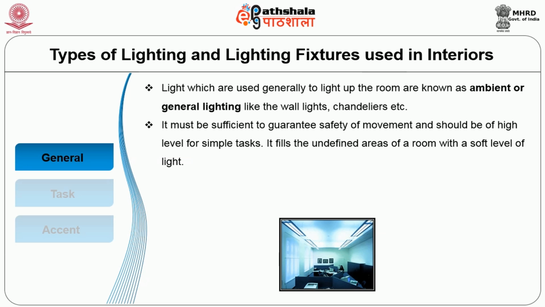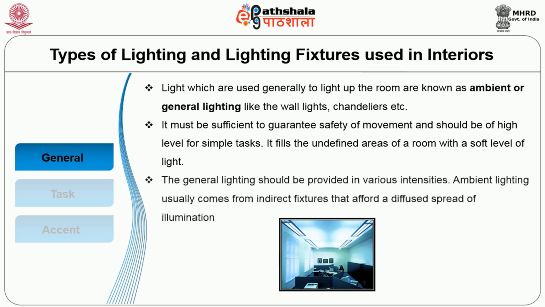It fills the undefined areas of a room with a soft level of light. The general lighting should be provided in various intensities. Ambient lighting usually comes from indirect fixtures that afford a diffuse spread of illumination.